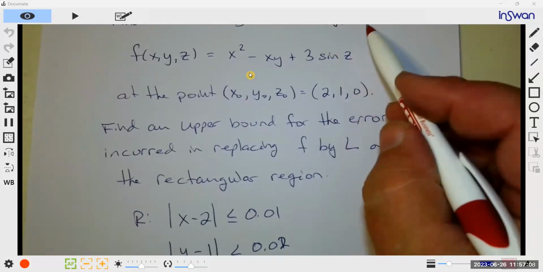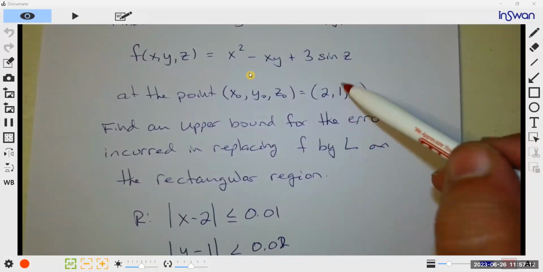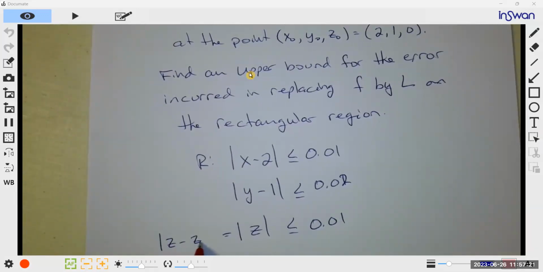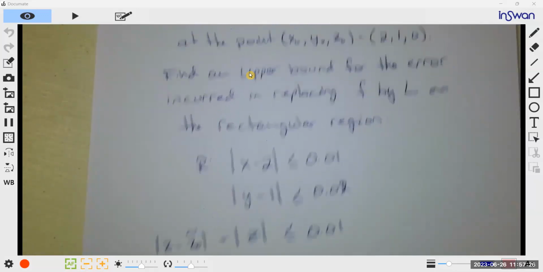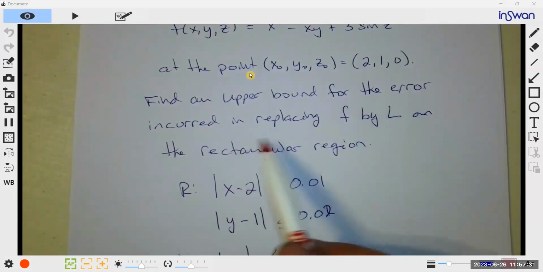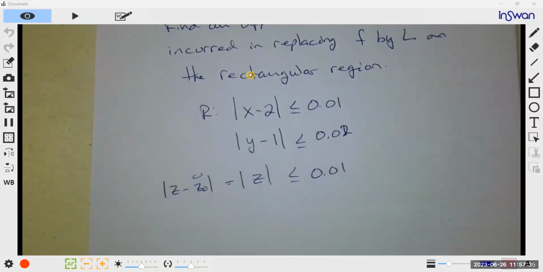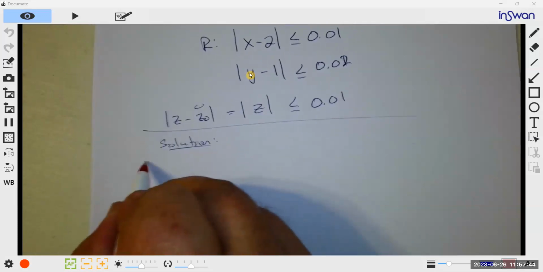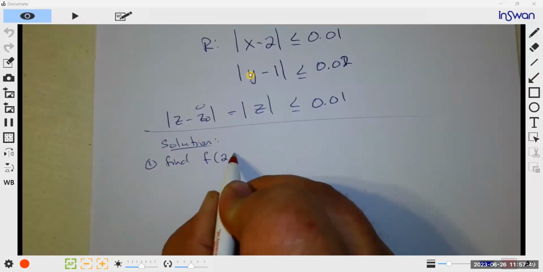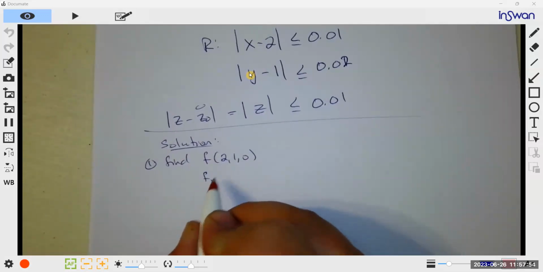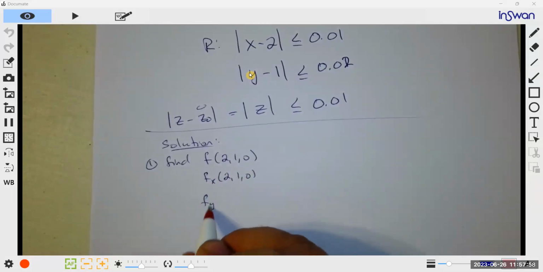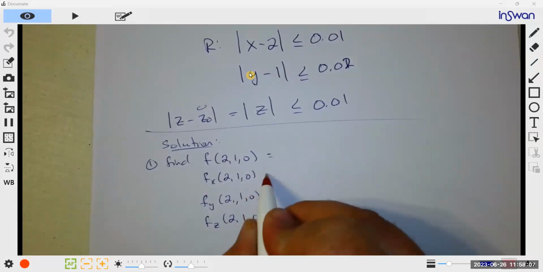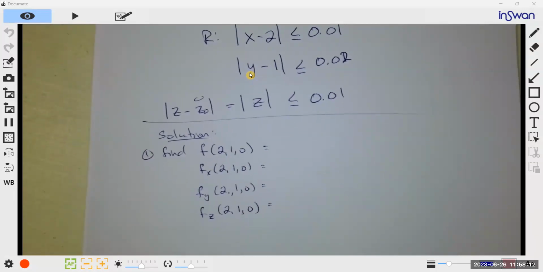So find the linearization L(x, y, z) of f(x, y, z) = x squared minus xy plus 3 sine z at the point (2, 1, 0). Because this one here was z minus z sub 0, since that was 0, we just had z. Find the upper bound of the error incurred by replacing f by L on the rectangular region. So the first thing we have to do is find f at (2, 1, 0), the partial of x at (2, 1, 0), the partial of y at (2, 1, 0), and the partial of z at (2, 1, 0). Those give us the linearization.